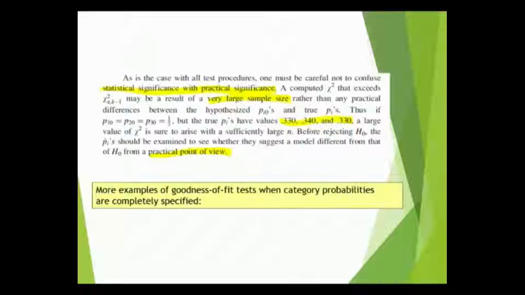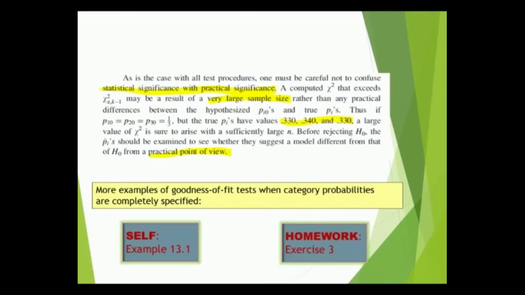More examples of goodness of fit tests when category probabilities are completely specified are given in example 13.1, so please work through that on your own. And your homework, with questions that will be discussed, will be asked in ClickUp, is exercise 3.